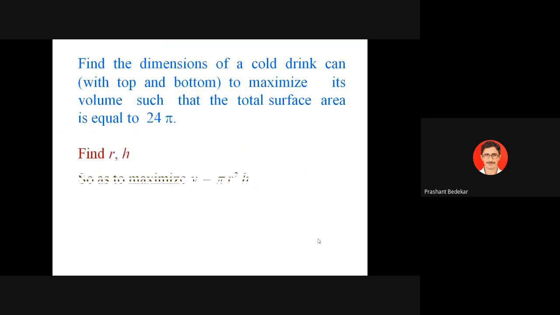The problem type is like this. Yesterday we have seen this problem: find the dimensions of a cold drink can with top and bottom to maximize its volume such that the total surface area is equal to 24 pi. When we formulate this problem, it is stated as: find r, h so as to maximize pi r square h, subject to 2 pi r h plus 2 pi r square is equal to 24 pi.